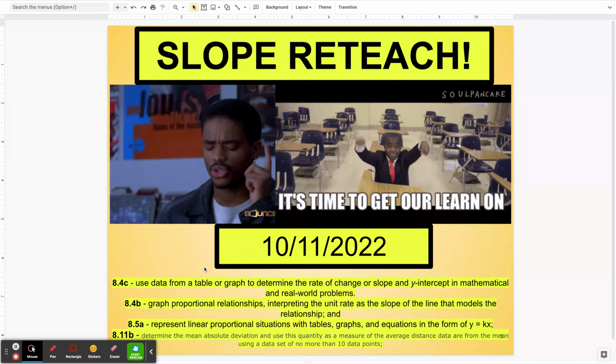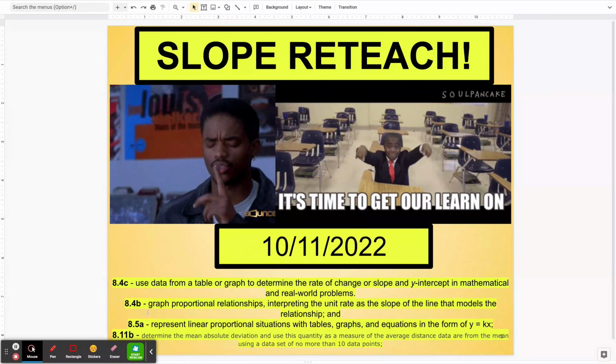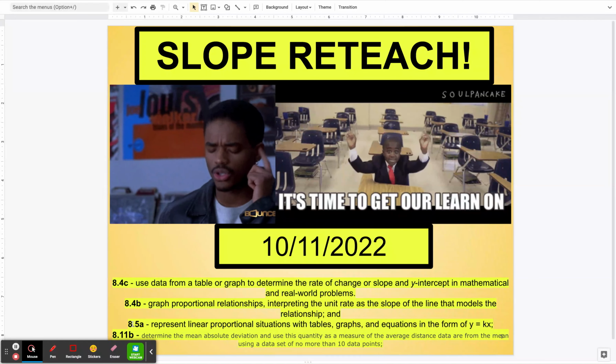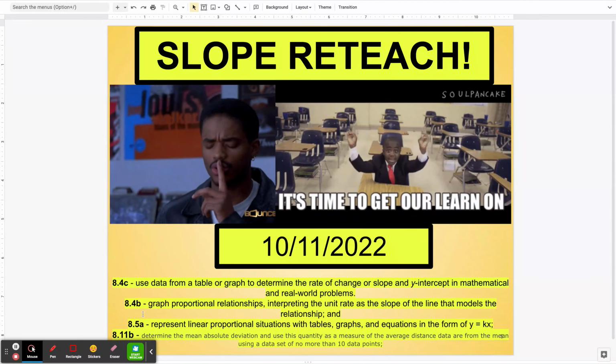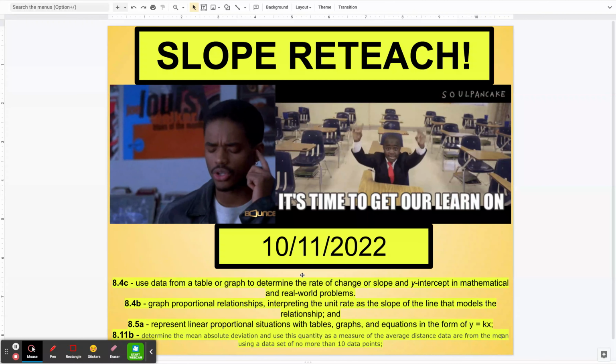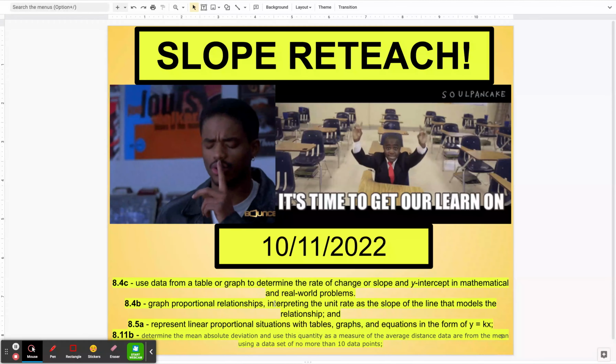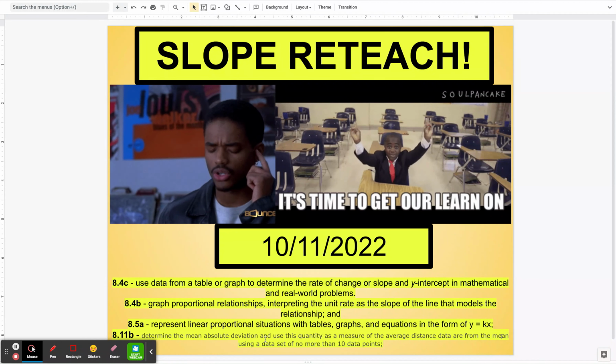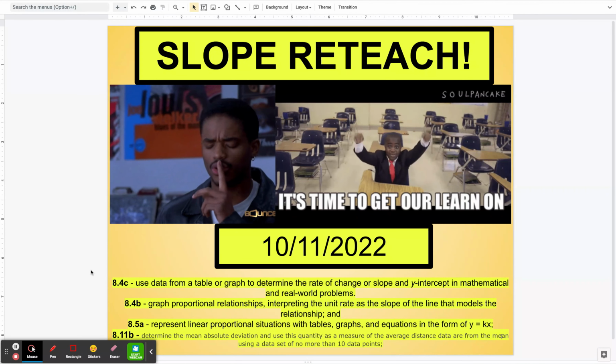Today's reteach is based on these four TEKS: 8.4C, 8.4B, 8.5I, and 8.11B. If you have any questions about what those are, you can Google those or ask one of your teachers in class. But in summary, rate of change, which is slope, proportional slope, which is unit rate, representing that proportional slope, and determining mean absolute deviation. These were the most missed topics on the test.